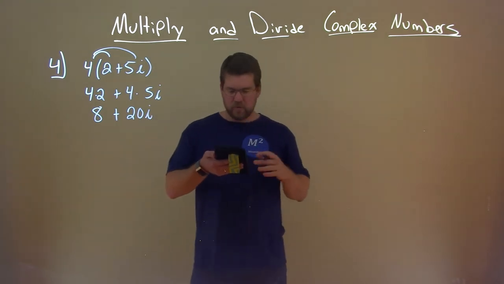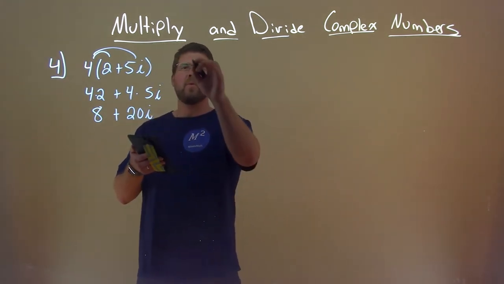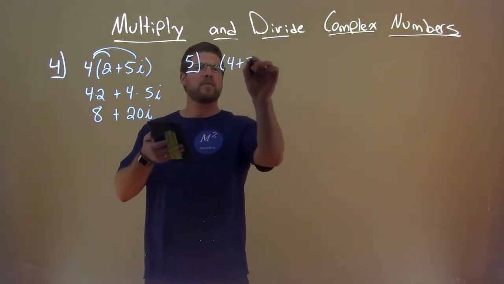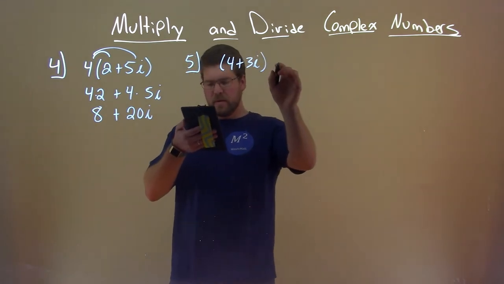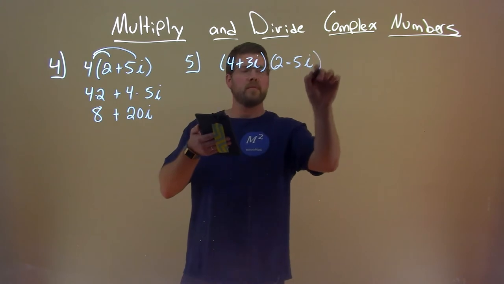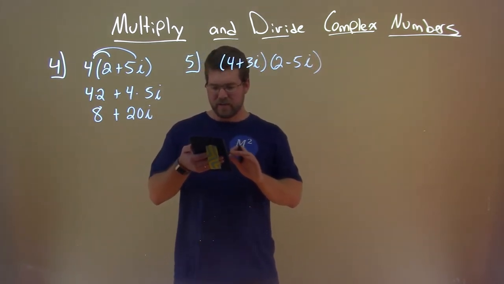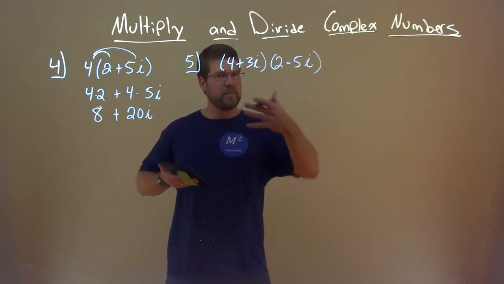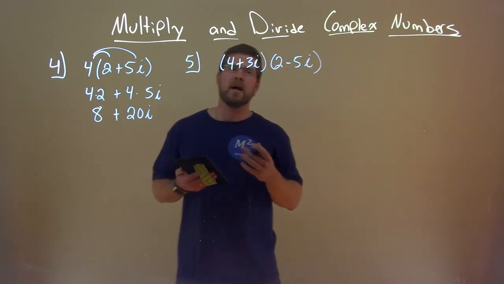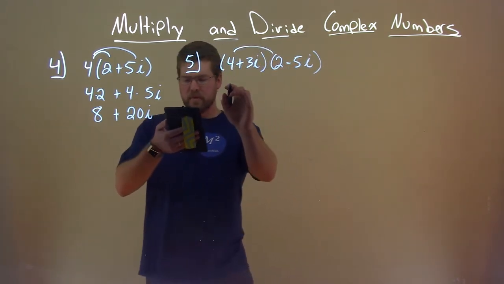Now, what happens when we multiply two complex numbers together? Well, let's do that. We have 4 plus 3i times 2 minus 5i. What we're going to do is almost like FOIL, that we've done before when we have two binomials that we're multiplying together, but we're doing it with complex numbers. So 4 times 2.